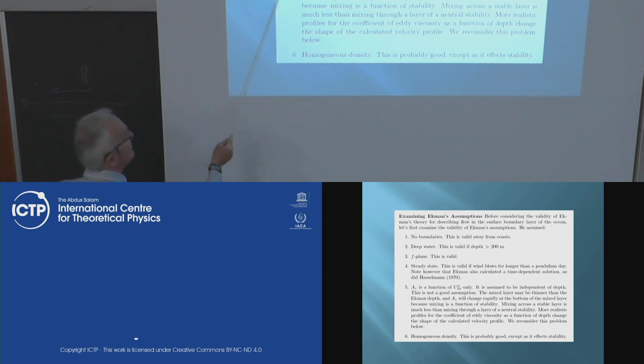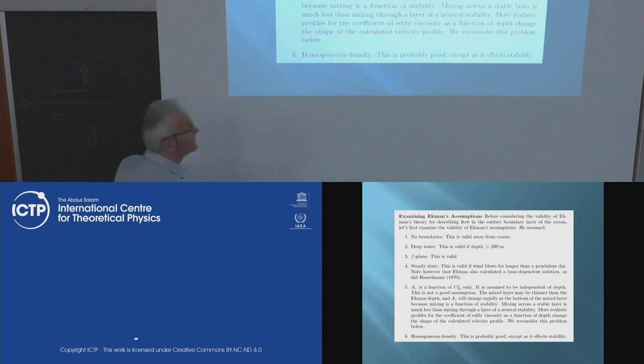Then the third assumption is the f-plane. We didn't talk about this so far. F-plane means that f, the Coriolis parameter, is constant. So we don't have movement along the north-south direction larger than or on the order of 100 kilometers. In that case, we can assume that the Coriolis parameter is constant in the first approximation. Then there is a steady state. This is where the wind blows longer than a pendulum day, longer than 2 pi over f.